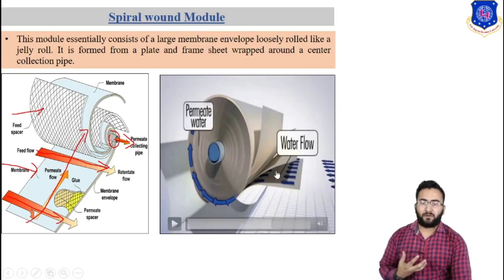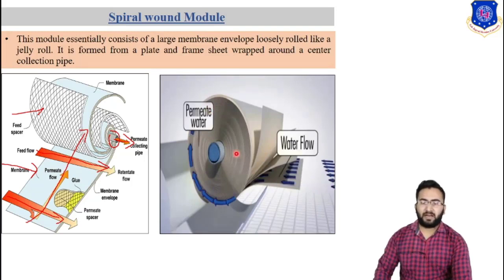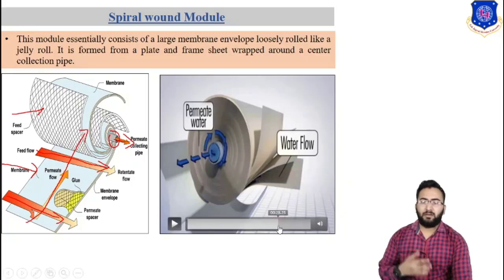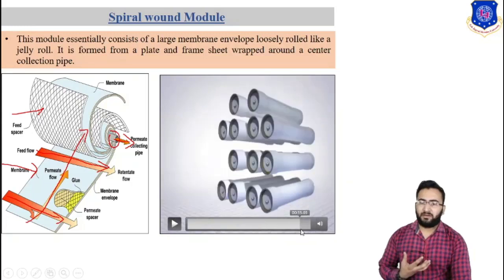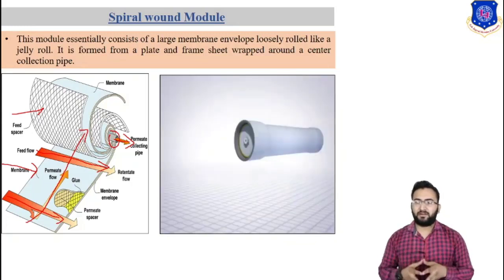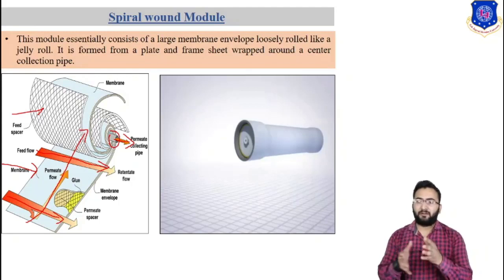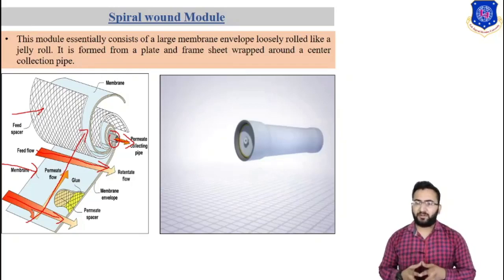Water can pass from this side and we can collect the permeate from this collector pipe. So this is how the spiral wound membrane works. So let us discuss the various advantages of the spiral wound membrane module. In the spiral wound membrane module, a high pressure spiral element can withstand in excess of 1000 psi pressure.